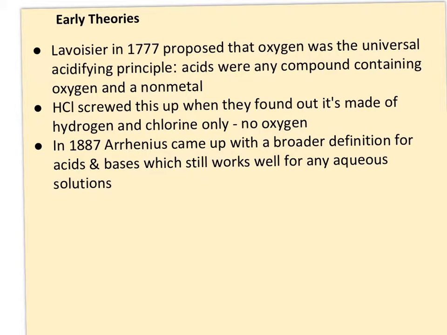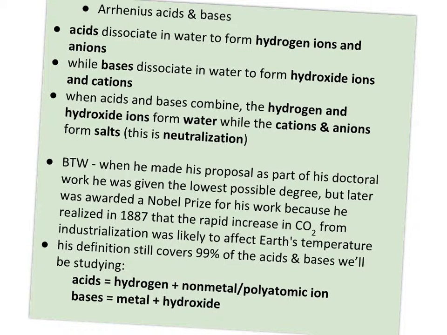And a Swedish fellow, Arrhenius, came up with this definition that still works well for lots of acids and bases, particularly any that are aqueous, which is most of them. So his definition says acids dissociate or ionize, which is just a fancy word for fall apart. They fall into the positive and negative ions that make them up. So they dissociate in water to form the hydrogen ion, the H+, and then the negative anion attached to it. Bases, on the other hand, dissociate in water to form hydroxide, the OH-, and the cation, or the metal that goes with it.